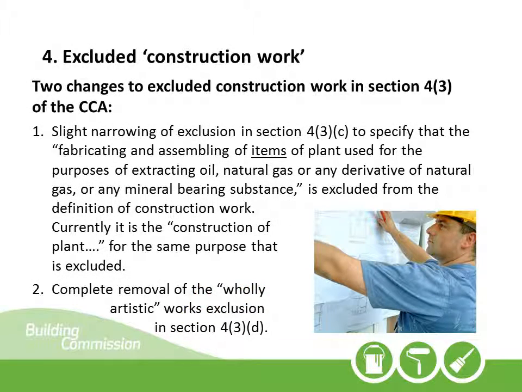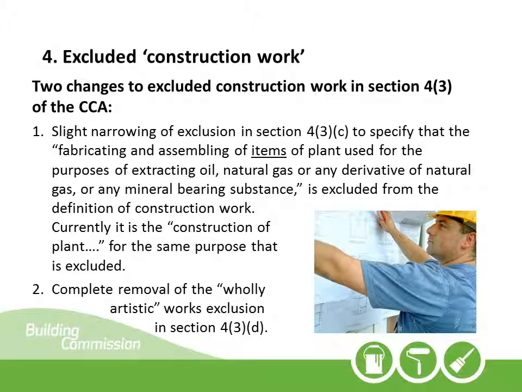Changes have been made to narrow the types of construction work excluded from the operation of the CCA. The CCA applies to all contracts for the carrying out of construction work on site in WA. Construction work has an extremely broad definition. However, there are specific types of construction work that are excluded from the definition by virtue of Section 4.3. Section 4.3 has been amended, however, to now broaden the types of construction work that the CCA applies to by narrowing the specific exclusions contained therein.